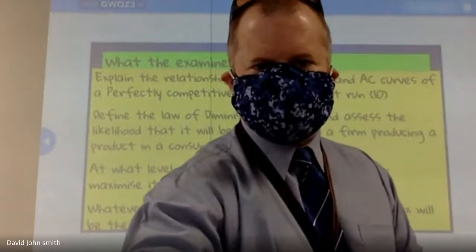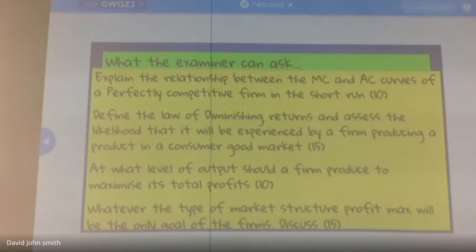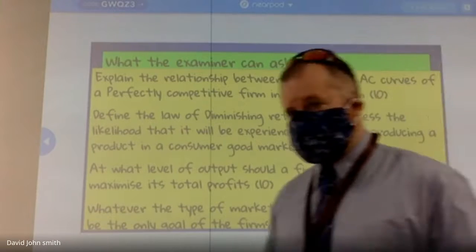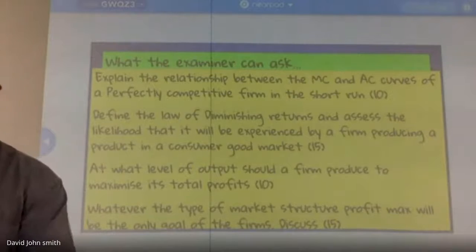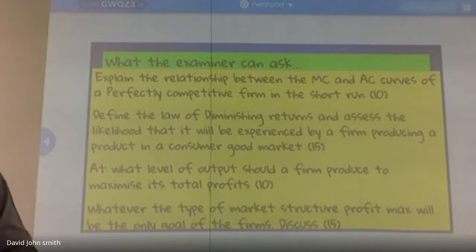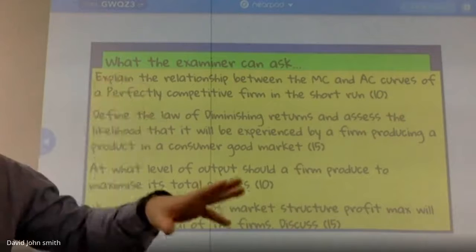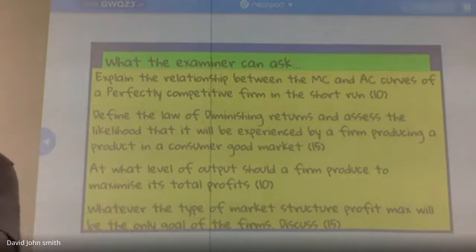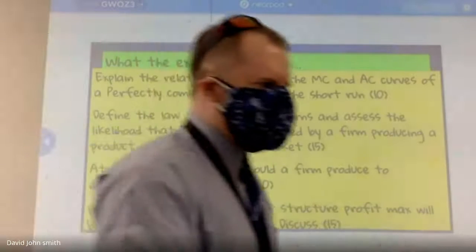At what level of output should a firm produce to maximize its total profits? Your profit maximizing rule. What quantity is it that will give you the maximum level of profits? But you're also needing to explain, I know it says at what, so in theory you'd say at this one, but they're wanting you to explain why that is the actual reason. With a graph, with a model.